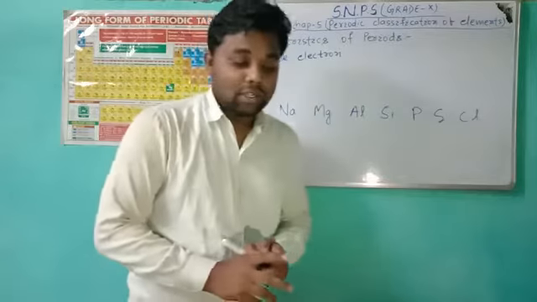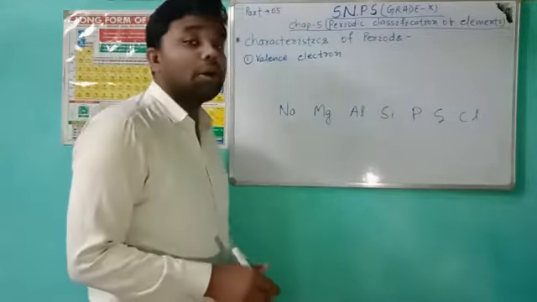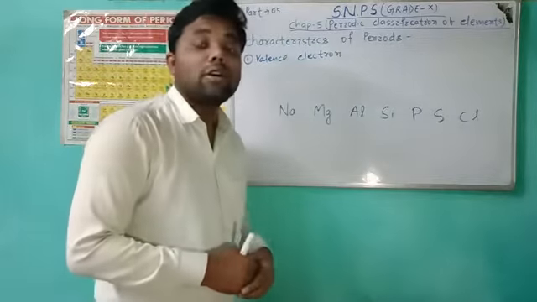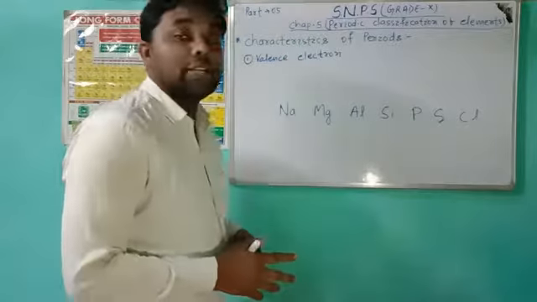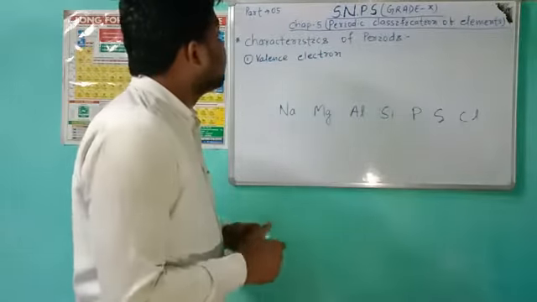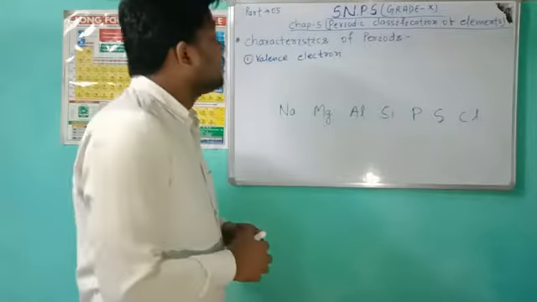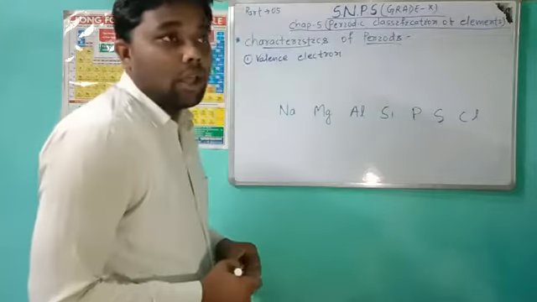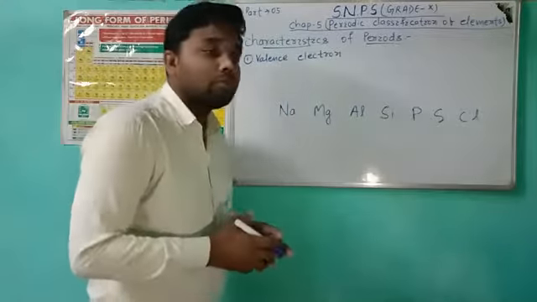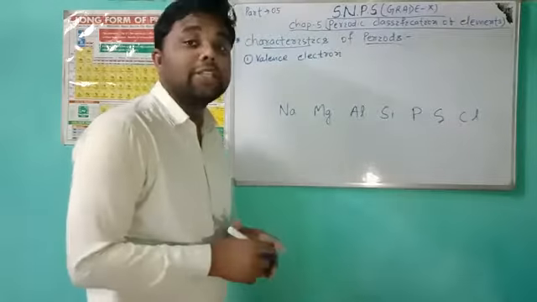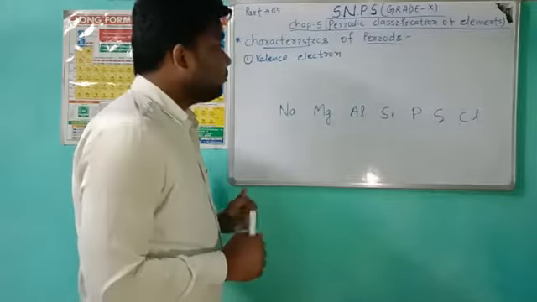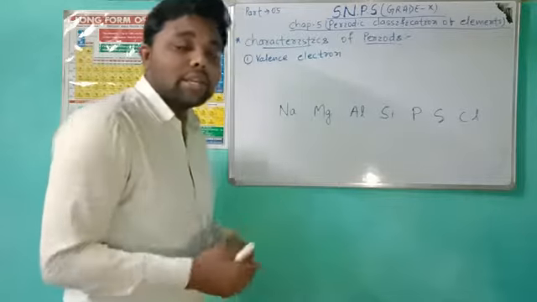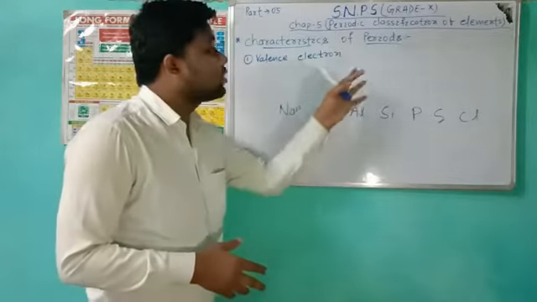Hello students, today we are going to talk about part 5 of periodic classification of elements. This is the lecture of grade 10th, and in this lecture we will talk about the characteristics of periods. This is the topic of the modern form of periodic table. This is the first topic, that is, characteristics of periods. In our next lecture we will talk about the characteristics of groups.